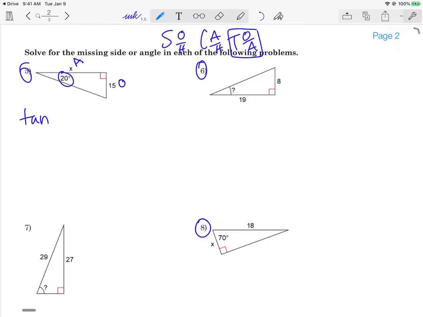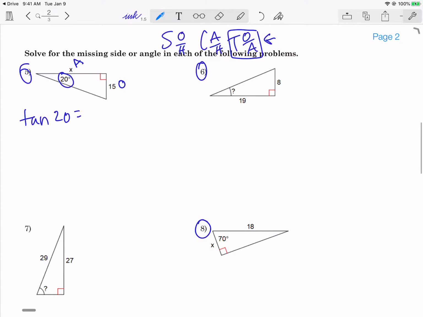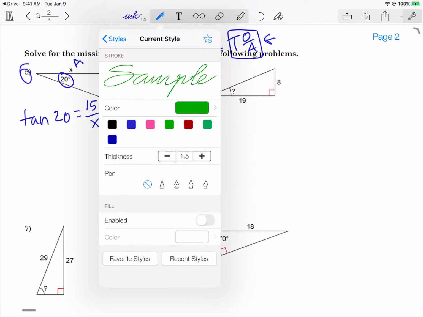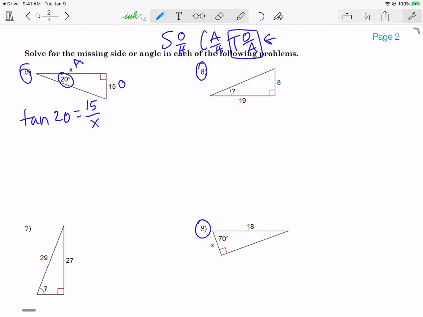Like Mr. Spinelli said, we only take sine, cosine, and tangent of the angle. So I'm going to put the angle next and then set up my ratio. Over here it says O over A, so I need to say 15 over X. X is in the denominator. What are we going to do? First we can only multiply by what's on the bottom. Got to multiply by X.